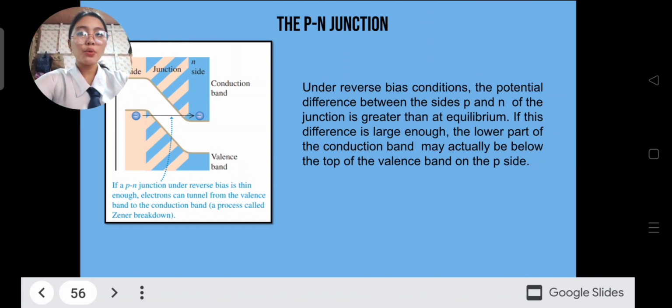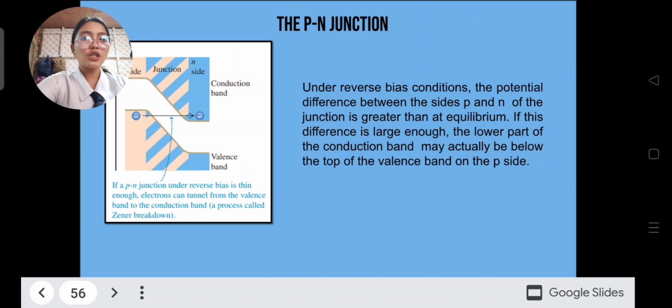So the figure here shows that if the PN junction under reverse bias is thin enough, electrons can tunnel from the valence band to the conduction band, and the process is called Zener breakdown. Under reverse bias conditions, the potential difference between the P and N sides of the junction is greater than at equilibrium. If this difference is large enough, the lower part of the conduction band may actually be below the top of the valence band on the P side.